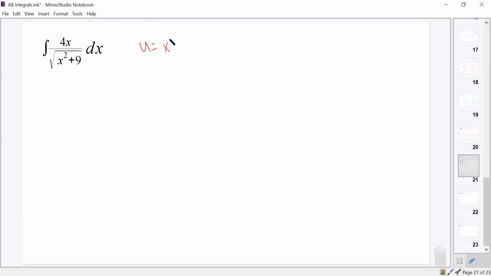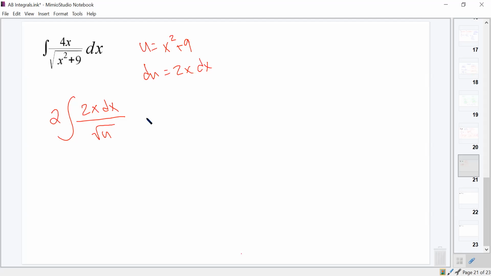Let's let u equal x² + 9 with a du equal to 2x dx. So do I have a 2x dx? Almost. Yeah, I mean, I've basically got it there, right? I've got a 2 times a 2x. So what can I do with the extra 2? I can just take it and throw it outside that integral. 2 times the integral of 2x dx over root u.